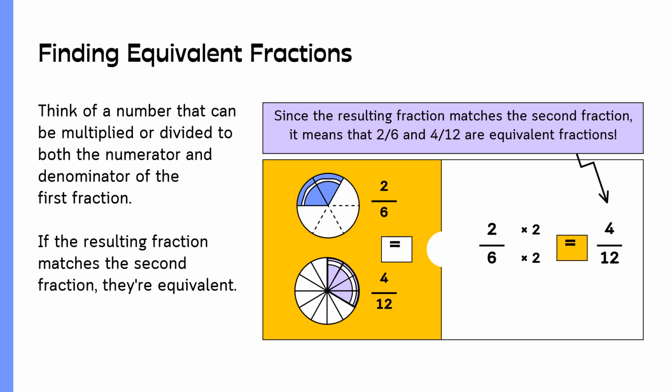And then if you multiply the 6 by 2, you get 12. And what you do to the bottom, you've got to do to the top. So 2 times 2 is 4. So 2 over 6 can be made equivalent to 4 over 12 by multiplying both the numerator and the denominator by 2.